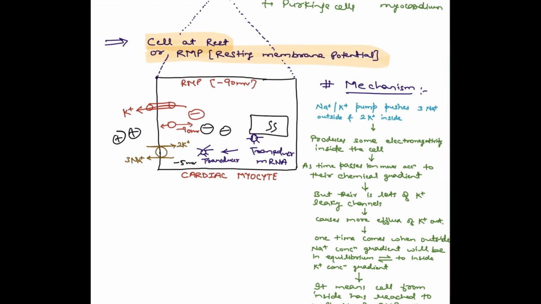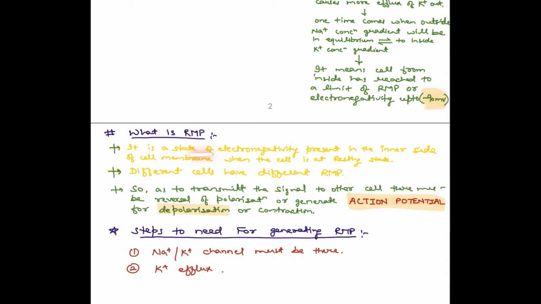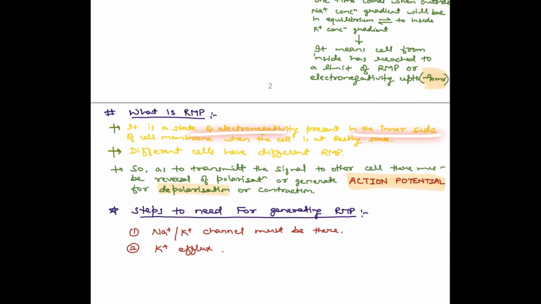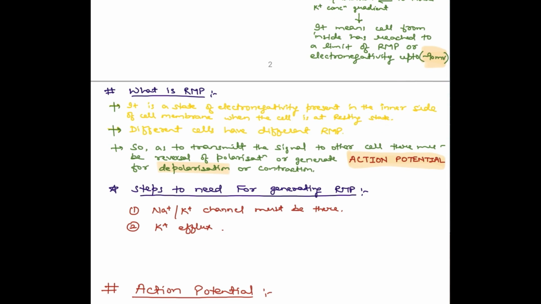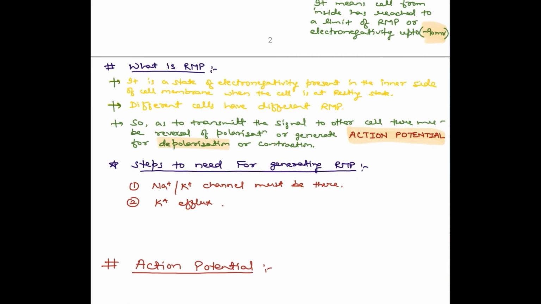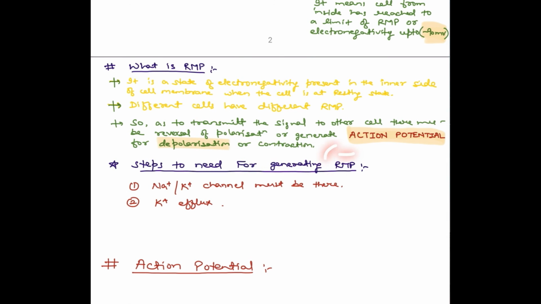So let's have a look at what resting membrane potential is. It is a state of electronegativity present on the inner side of the cell membrane when the cell is at resting state. Different cells have different resting membrane potentials. So what is the purpose of the resting membrane potential? To transmit the signal to other cell membranes, there must be a reversal of the polarization, meaning there is electronegativity inside the cells. So to transfer the signal, the cell membrane changes its polarization to the positive side, which is called the action potential.